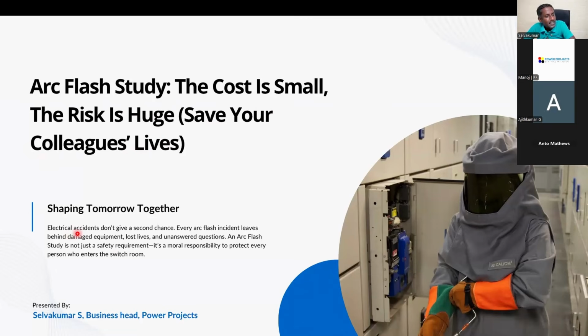Electrical accidents are not going to give you a second chance or a second choice. Every arc flash incident leaves behind damaged equipment, which is a commercial loss, but lost lives are irrecoverable damage and leave many unanswered questions. So an arc flash study is not just a safety requirement. It's a moral responsibility, I believe, because it is your responsibility to protect yourself, your friends, colleagues, and those who are just visiting your facility. That's the reason why this is important.